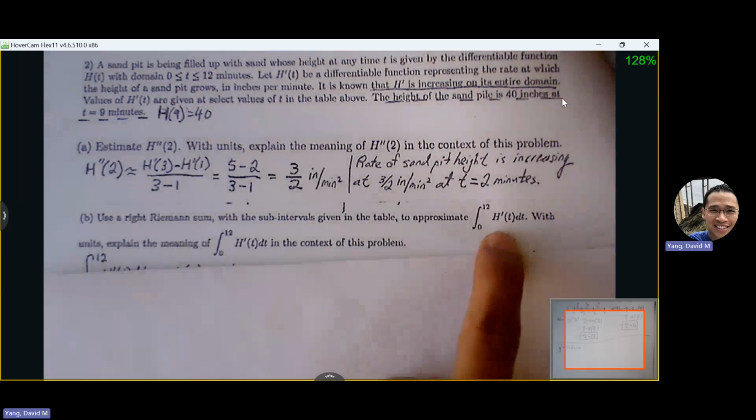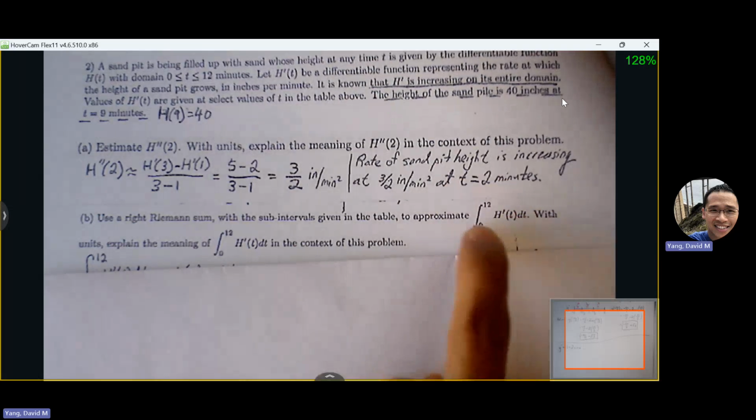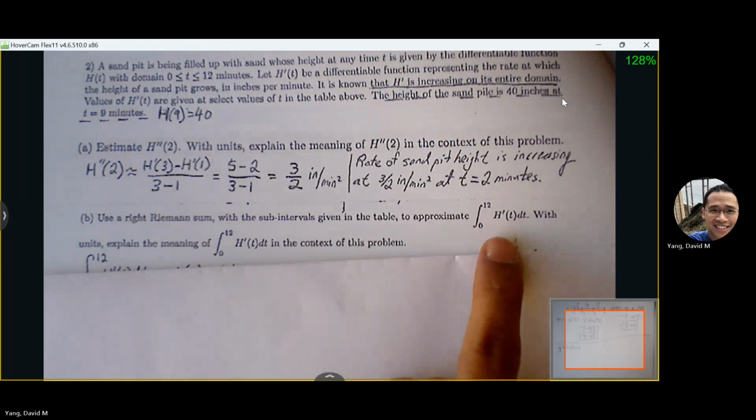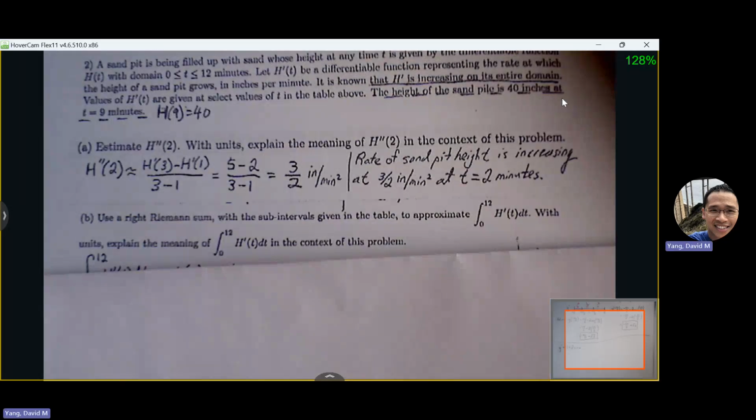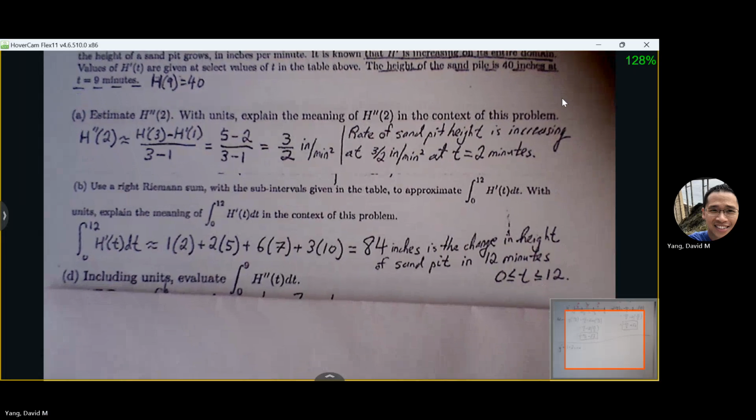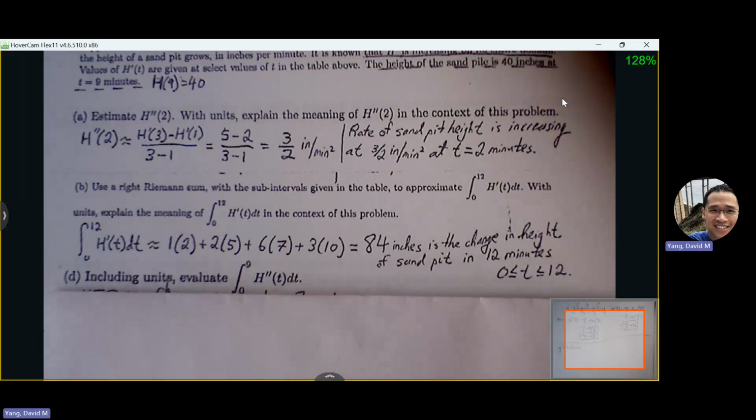And when we take the integral, or if we talk about the integral of h prime, what is our unit going to be then? Yeah, inches, right? So this will tell us how much sand has been filling up into the pit in that time period. Or how much change has occurred in that 12-minute period, right? 84, because if we keep accumulating sand over that time period, then that accumulation of that rate is going to give us how much sand has been added to the pit.